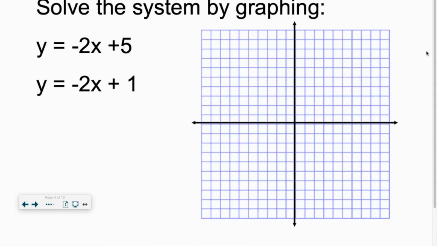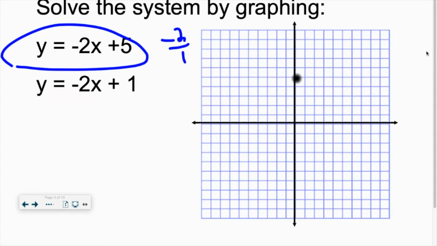Now, today, it just says solve. If it tells you a way to solve it, then let's solve it. Solve by graphing, it says. So here's our first equation. Up there, graphing, I'm going to put a point on +5, 1, 2, 3, 4, 5. And then use that slope of -2, which is -2/1, so down 2/1. I'm going to put a dot.